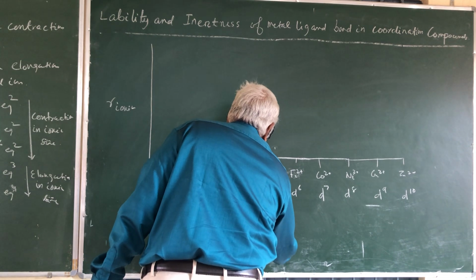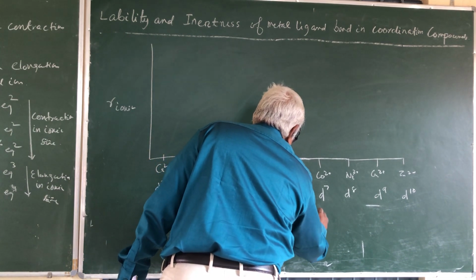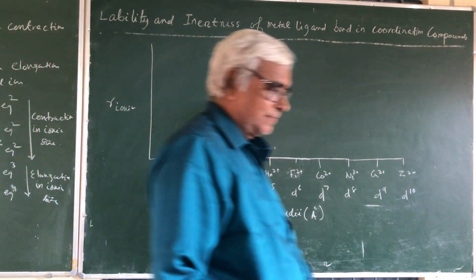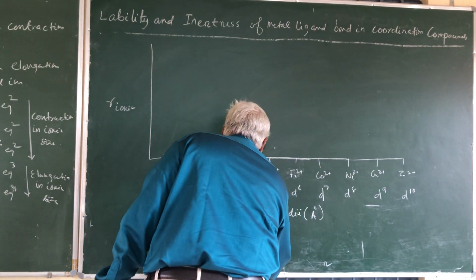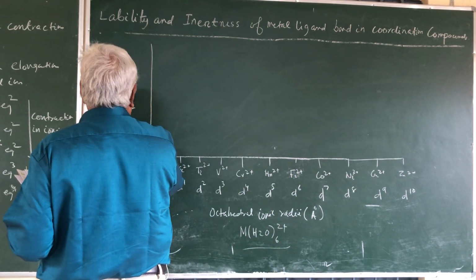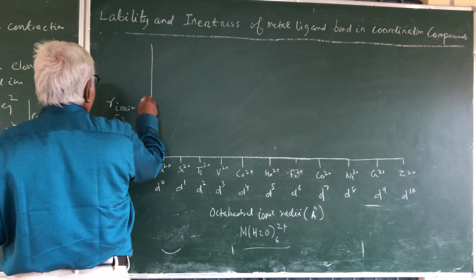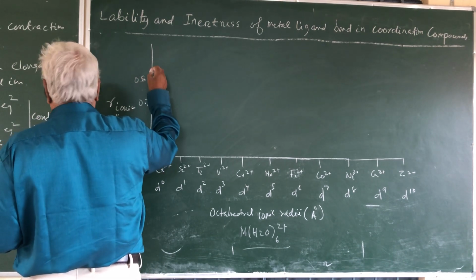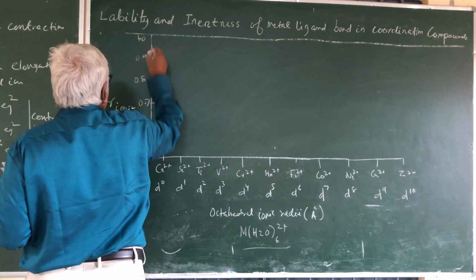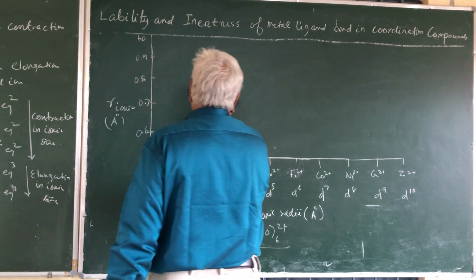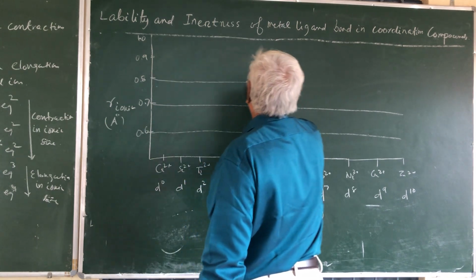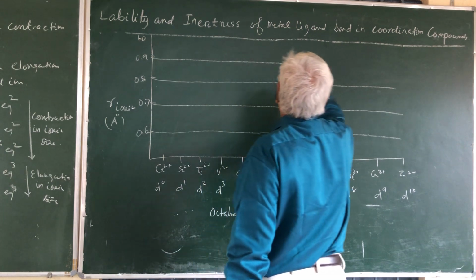Octahedral ionic radii in angstrom. Octahedral ionic radii means all these complexes are forming hexaqua. These complexes are all hexaqua complexes. That means the complex is M(H2O)6 2 plus. The scale runs 0.6, 0.7, 0.8, 0.9, 1 angstrom.